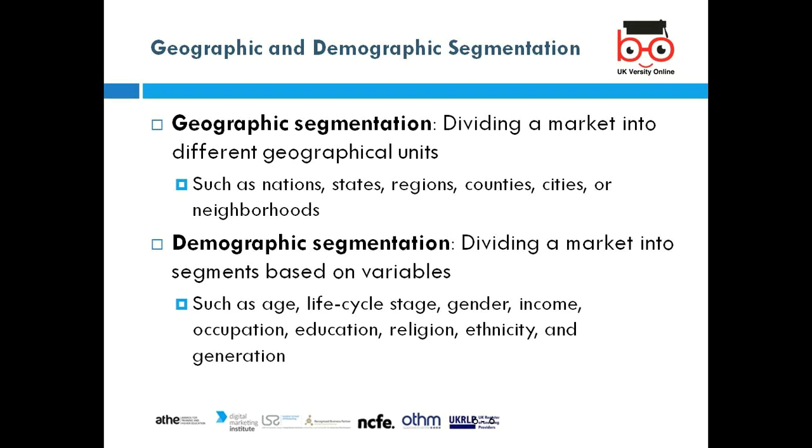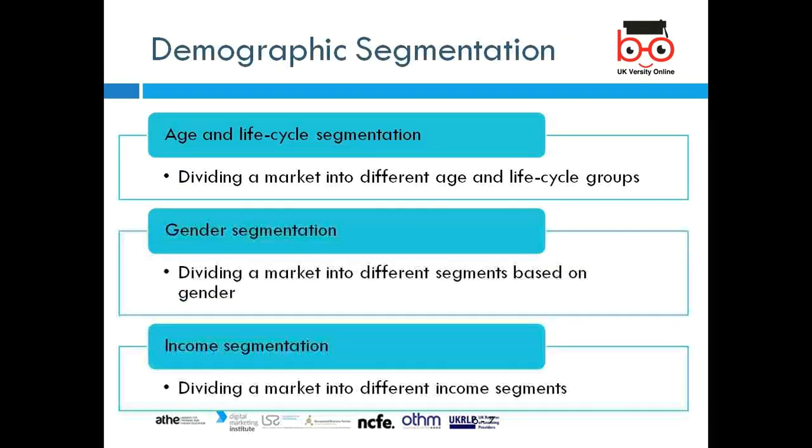Demographic segmentation means dividing a market into segments based on variables such as age, gender, income, occupation, education. If the people are less educated, we need to look at how we segment and how we pass the message to them. So we need to focus on all this. Age and life cycle divide the market into different ages. Gender segmentation divides the market based on gender.